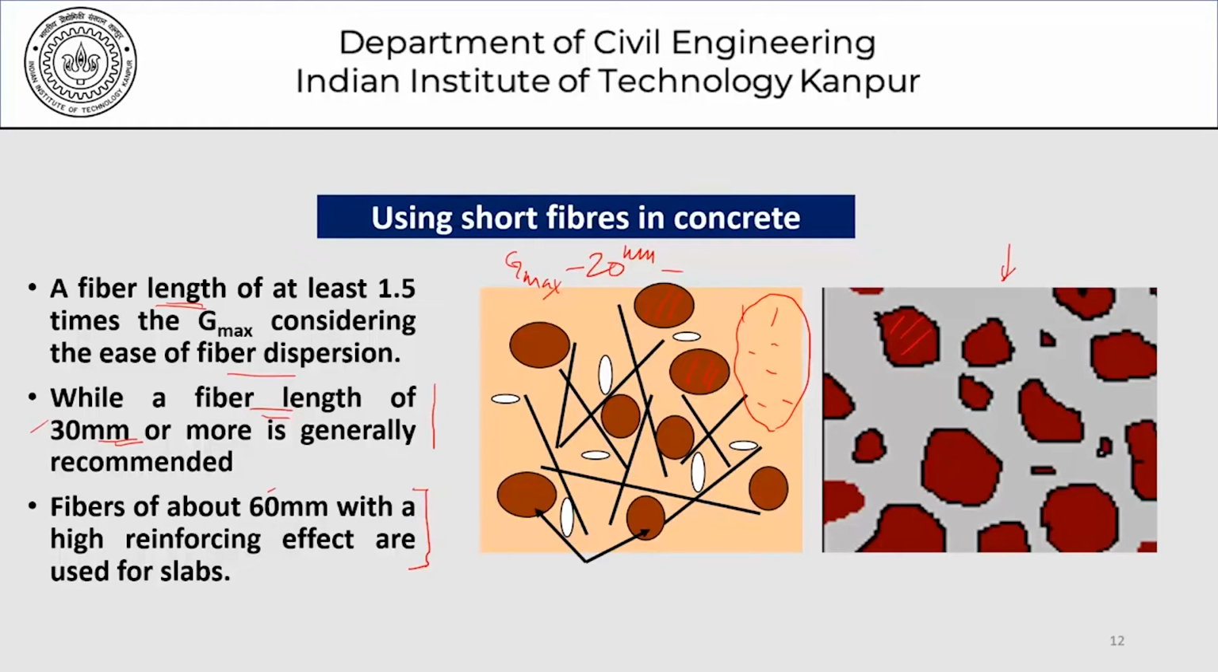When we say for fibers that they are short, discrete, randomly distributed fibers, how short is short? This question is answered here. Short means 1.5 times the size of the coarse aggregate. That is a benchmark number as far as the length of fibers is concerned.